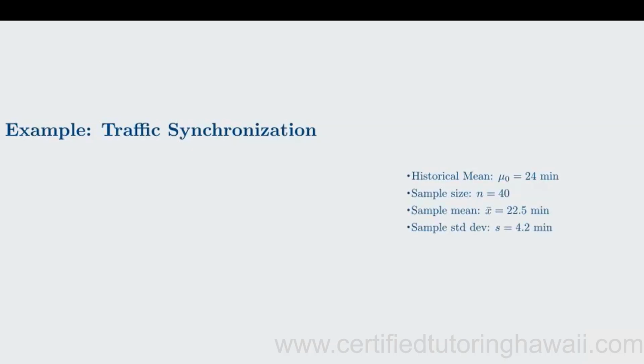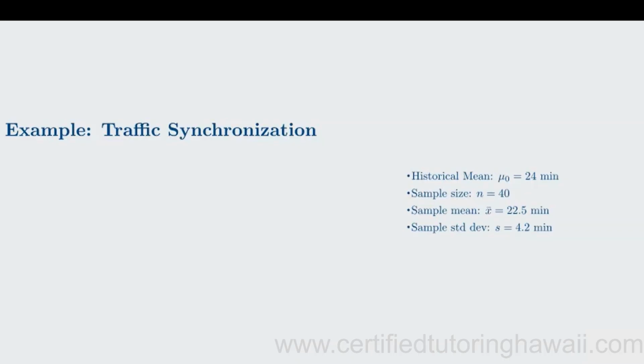Imagine a city planner who wants to see if a new traffic light synchronization system has changed the average commute time on Main Street. Historically, the mean commute time was 24 minutes. They collect a random sample of 40 commute times under the new system.